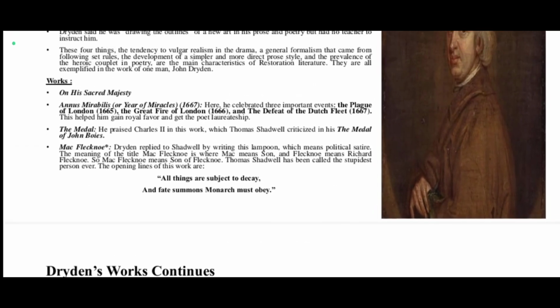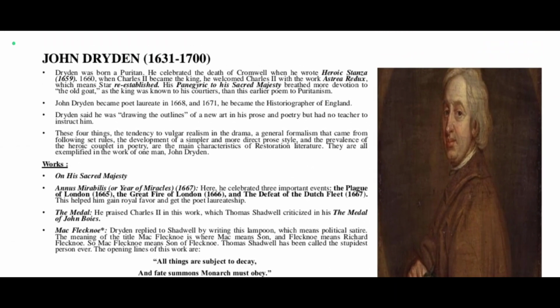Now we will discuss the important writers of this age, and the important writer starts with John Dryden, who was born in 1631 and died in 1700. So Dryden was born a Puritan. He celebrated the death of Cromwell when he wrote Heroic Stanzas in 1659. In 1660, when Charles II became the king, he welcomed Charles II with the work Astraea Redux, which means star re-established. His panegyric to his sacred majesty breathed more devotion to the old goat, as the king was known to his courtiers, than his earlier poem to Puritanism.